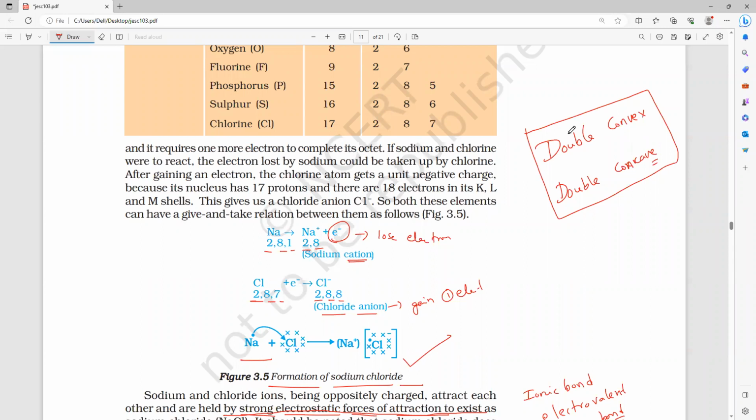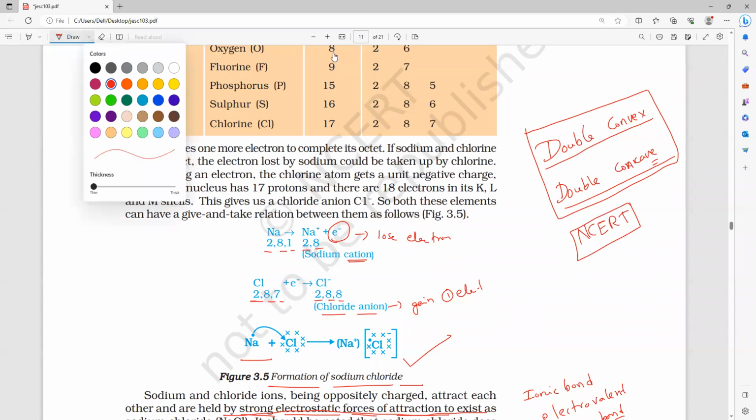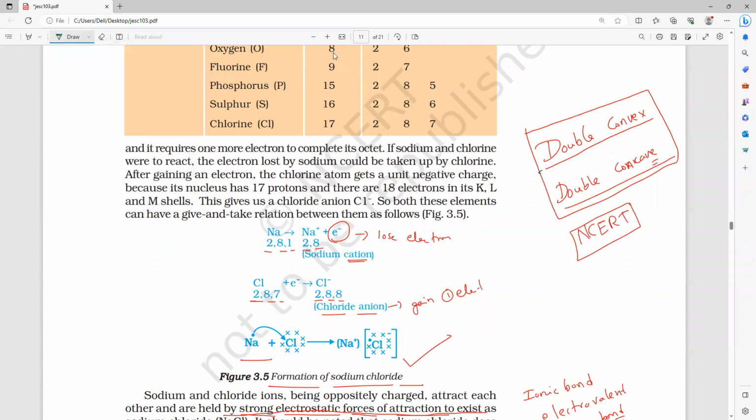Found or not? Yes or no? Please be genuine. There is silence. Break the silence. I want to know the truth. How many of you found the words double convex and double concave in our NCERT book? At least say, yes sir, we have not found. Nobody says yes sir, I found. I need to ask you name-wise.